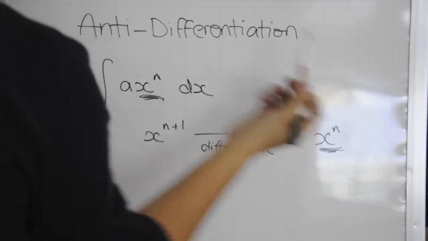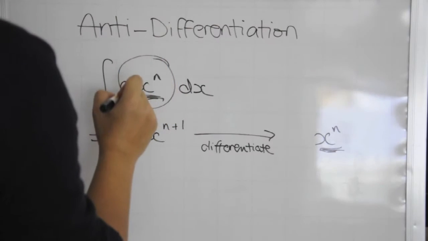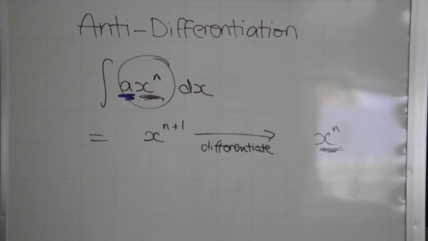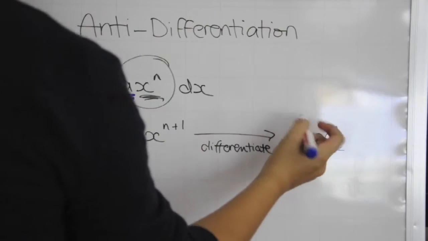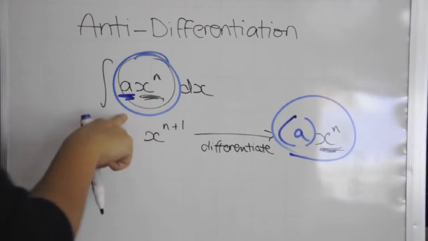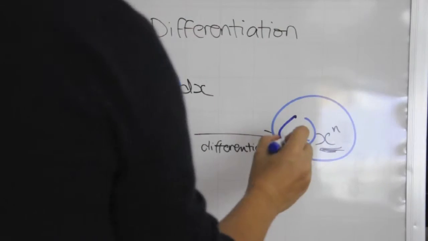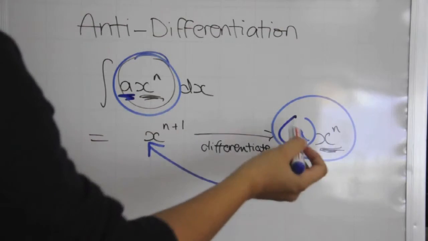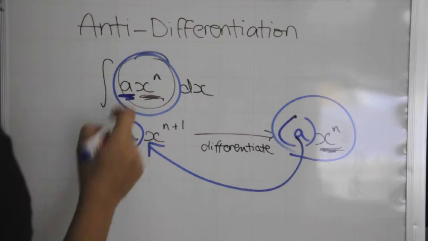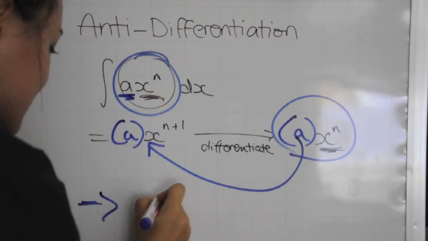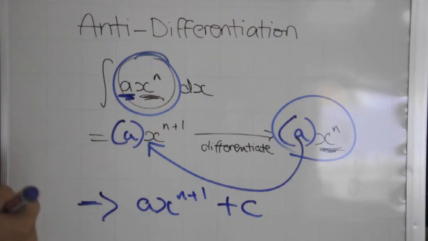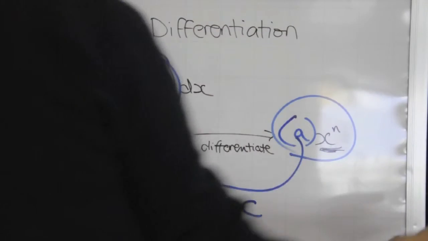But we want the whole equation to be this. So the a is missing. That's why we times this by a to give the exact answer here. And then we transfer this a onto here, which then, when we integrate this, would mean it's ax^(n+1) plus c. Never forget the c, of course.